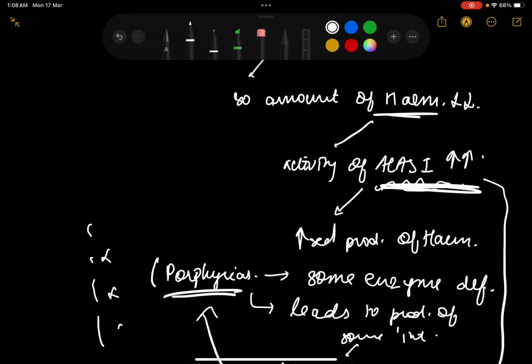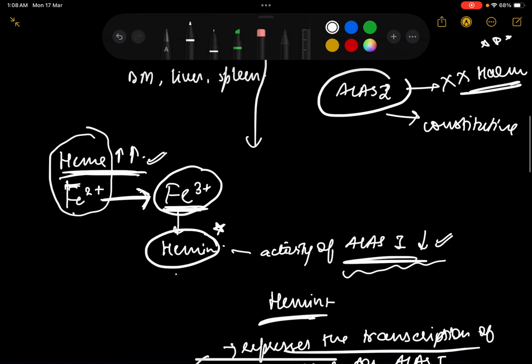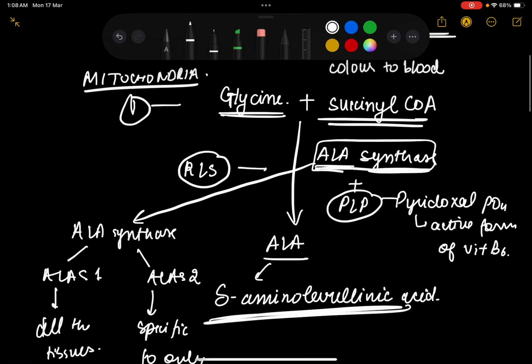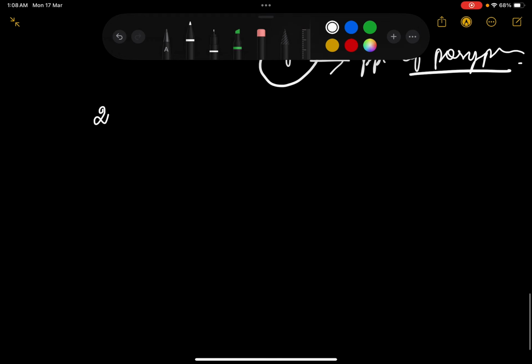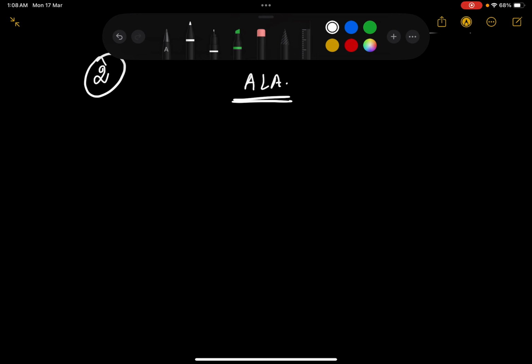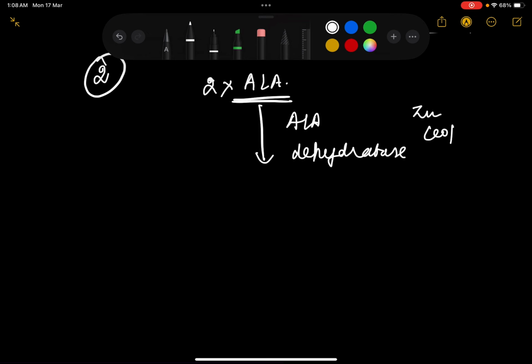Now, so we had a big discussion. So this was every possible question which we could get out of the first step of the reaction. Now let's move to the second step, and these steps are still happening in the mitochondria. So now we have produced alpha delta aminolevulinic acid. Now 2 ALAs will combine in the presence of dehydratase, this enzyme, and zinc is the cofactor here, to form PBG.